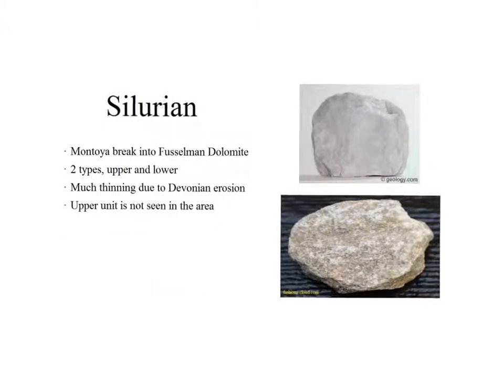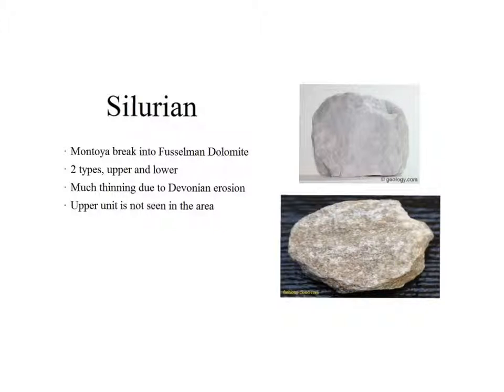The next era is the Silurian era, which begins with the Montoya formation breaking up into the Fusselman Dolomite. You'll have 2 types of units, your upper unit, which is hard and dark, and your lower unit, which is fine-grained. The lower unit is going to be light gray, pearly, and coarse-grained, which you'll see a lot more in the area. The upper unit, which is not seen in the area at all, is going to be a more rusted dolomite, and it will have some yellow and tan to it.